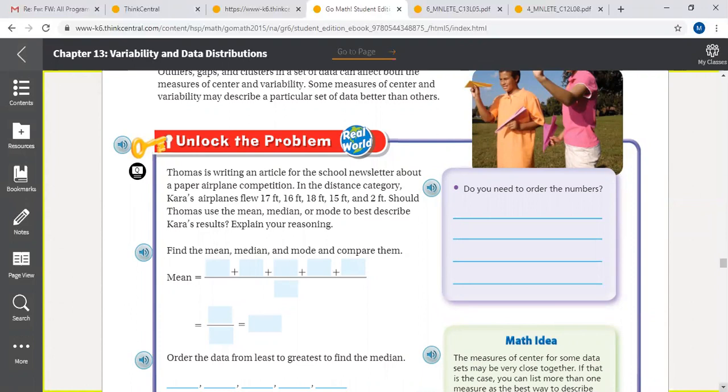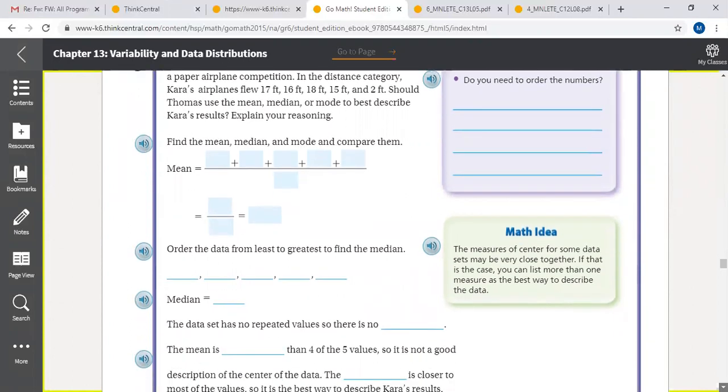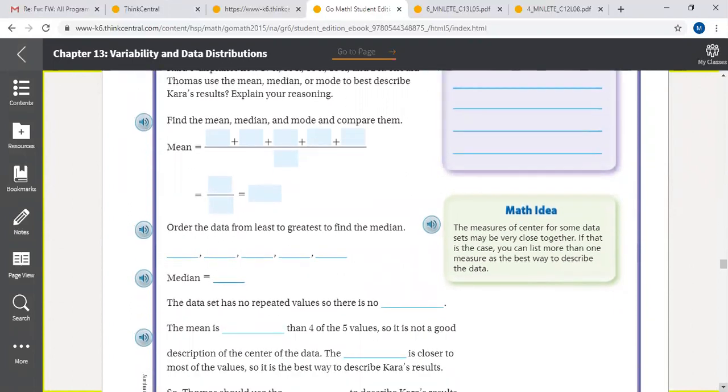The next step, we want to find the median. How? Firstly, we will order the values from the least to the greatest. It will be 2, 15, 16, 17, 18. Then the median will be the value in the middle of the values. So it will be 16. After this, the data set has no repeated values, so there is no mode.